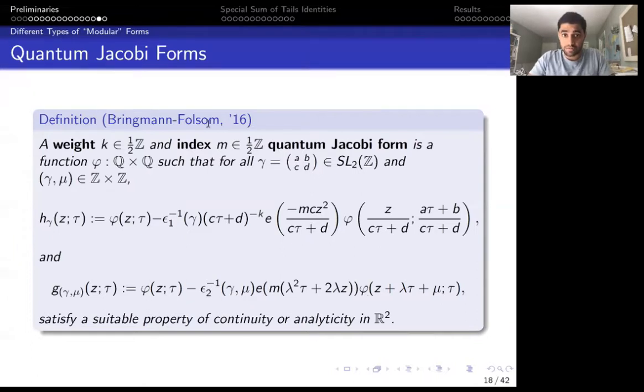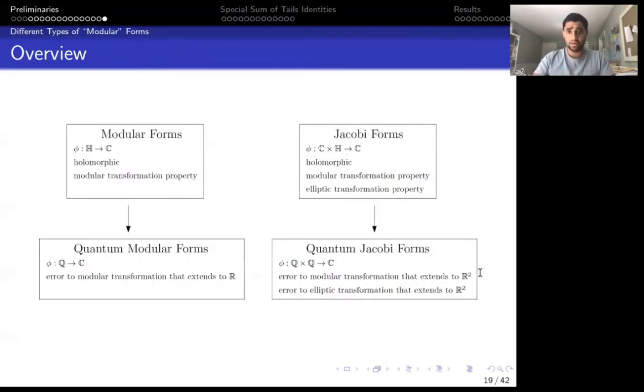Quantum Jacobi forms, as you can see, are very, very new. And we don't actually know that many families of quantum Jacobi forms. So one big thing we were trying to do in this research is try to find more quantum Jacobi forms. So again, here is everything we've so far discussed. We will be focusing primarily on quantum Jacobi forms and how we can get more of them.